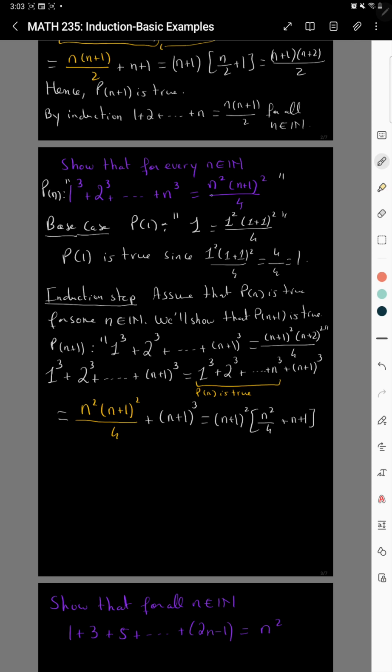I need to get to n plus 1 squared times n plus 2 squared over 4. Let me put this in a common denominator. Well, let me put the second term in a common denominator first. I multiply everything by 4, and then I divide by 4. Now notice that it's n plus 1 squared, and this is just n plus 2 squared over 4. Oh, I noticed that this is the right-hand side of Pn plus 1. So Pn plus 1 is true.